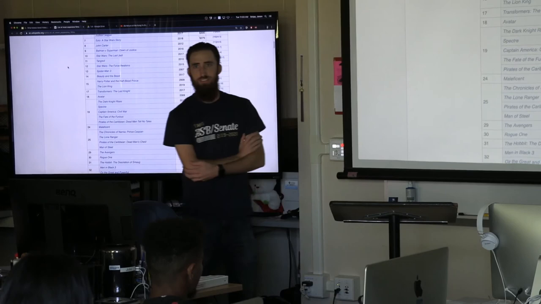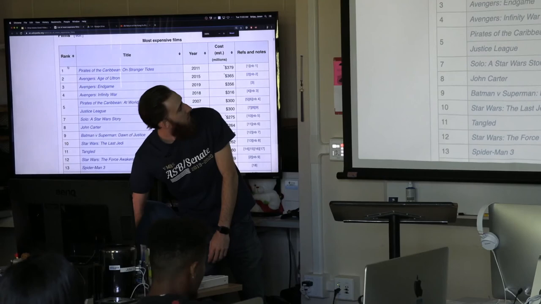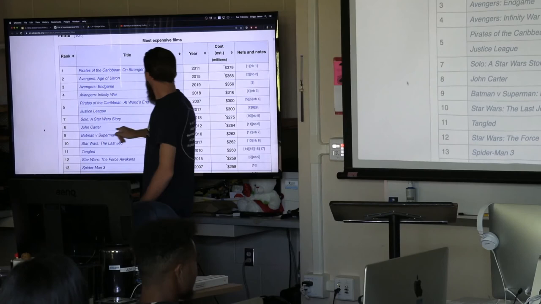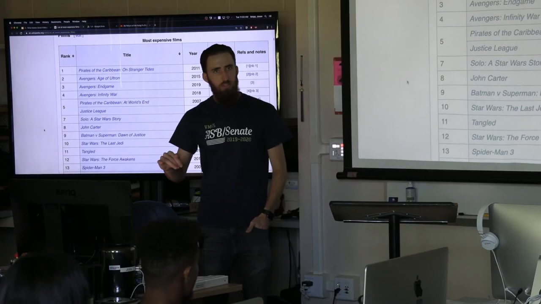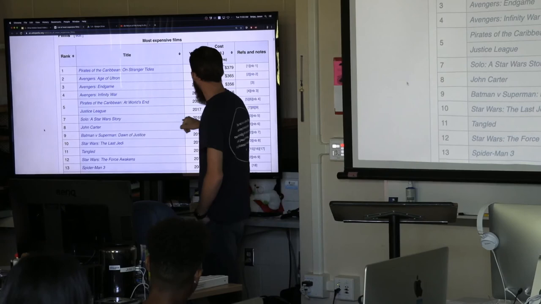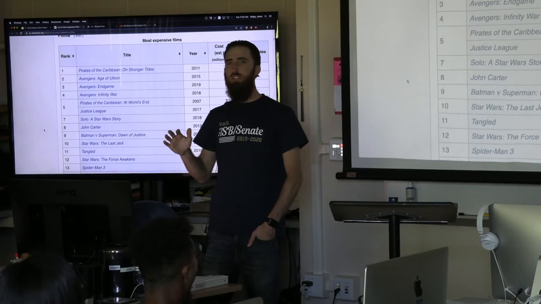Okay, let me zoom this in a little bit so you can see this a little bit more. John Carter, number 8. Widely considered to be the film that lost Disney the most money in the last decade. Because it lost money for Disney. Seventh, Solo: A Star Wars Story. Okay, cost $275 million. By the way, it costs about anywhere between $17 to $20 million to run this entire school for the entire year.